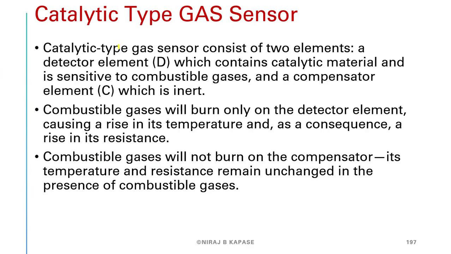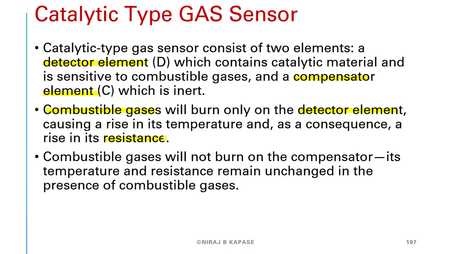Next is the catalytic type of gas sensor. Under the catalytic type of gas sensor, there are two elements: one is a detector element and the other is a compensator element. The detector element contains the catalytic material and is sensitive to combustible gases, and the compensator element is made of inert material. Combustible gases will burn only the detector element, causing a rise in the temperature, and consequently a rise in the resistance as well.